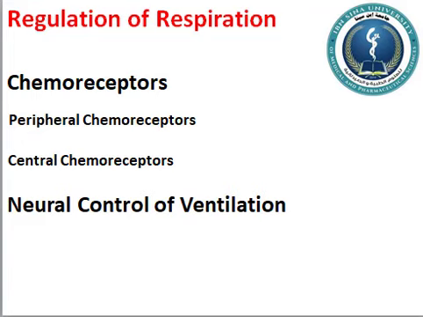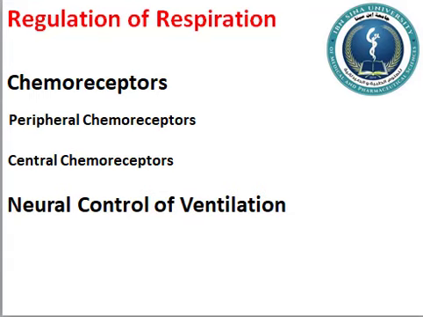Also, there is neural control of ventilation. In the neural control of ventilation, the muscles of inspiration, which are mainly two, the diaphragm and the external intercostal muscle, are skeletal muscle, as we said. So this needs continuous impulses from the higher center to control its breathing.